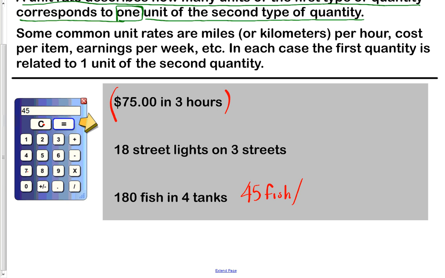per 1 tank. And there are some rates that you can abbreviate, like hours can be HR. Sometimes you might have to convert meters, etc. Whatever it is that you're converting, just make sure you get that second term to 1. So this is converting or finding unit rates.